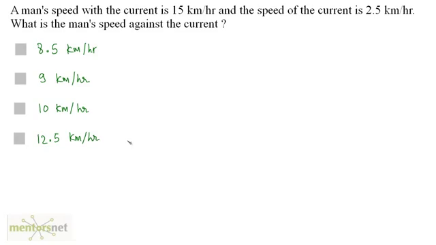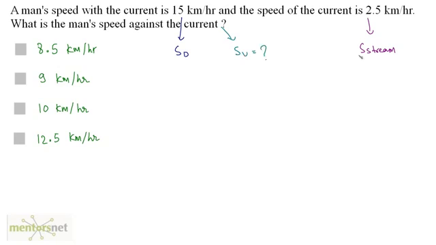That's option B. A man's speed with the current is 15 kilometers per hour and the speed of the current is 2.5 kilometers per hour. What is the man's speed against the current? So the man's speed with the current is 15 kilometers per hour. So this is actually the downstream speed, right? Now the speed of the current is 2.5 kilometers per hour. So this is basically the speed of the stream. Now what you want is the man's speed against the current. So what you want is the speed traveling upstream.